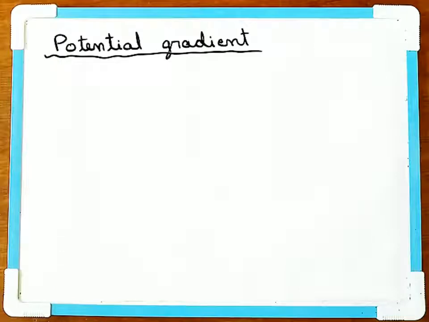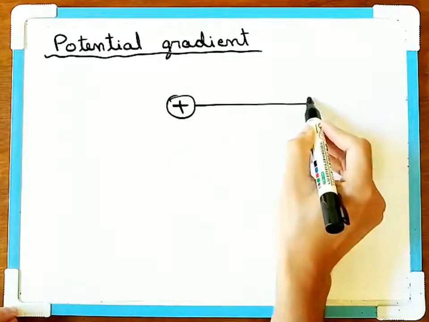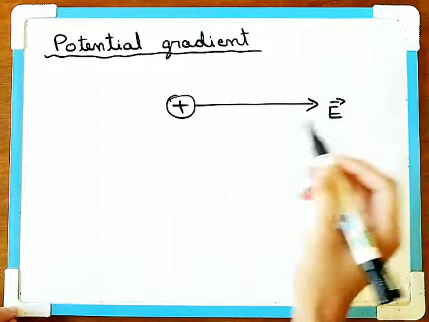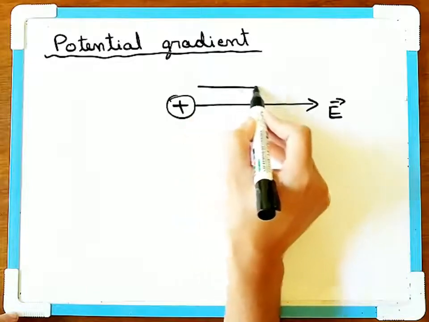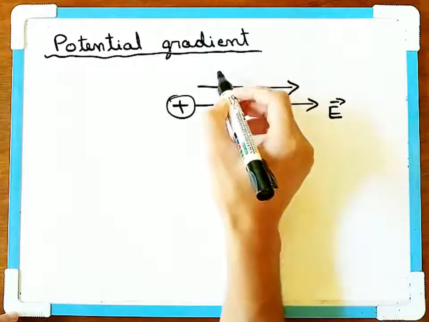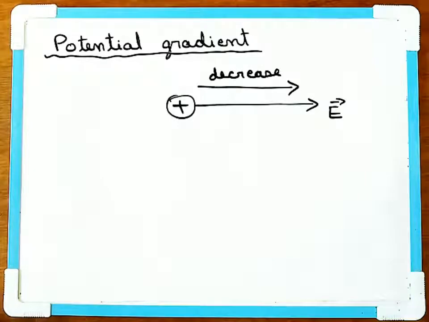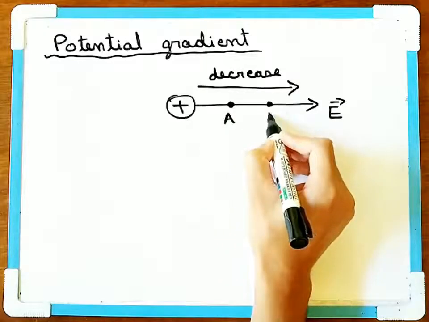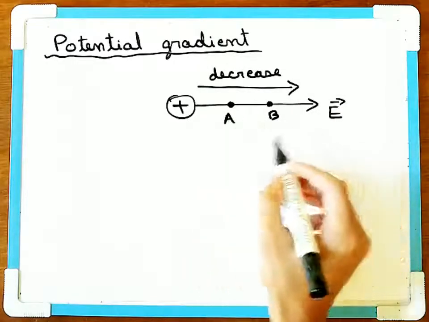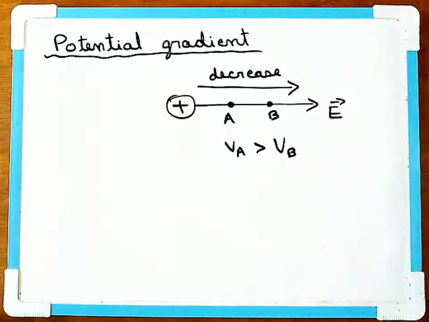Equipotential gradient. Now we know that if we have a positive charge here, then this will create an electric field around space, and the electric potential usually will decrease in the direction of the electric field. The electric potential will decrease in this direction. This we have known from the concept of electric potential. So if we have two points here, A and B, then the potential at point A will be greater than the potential at point B. This we have known from the concept of electrostatic potential.